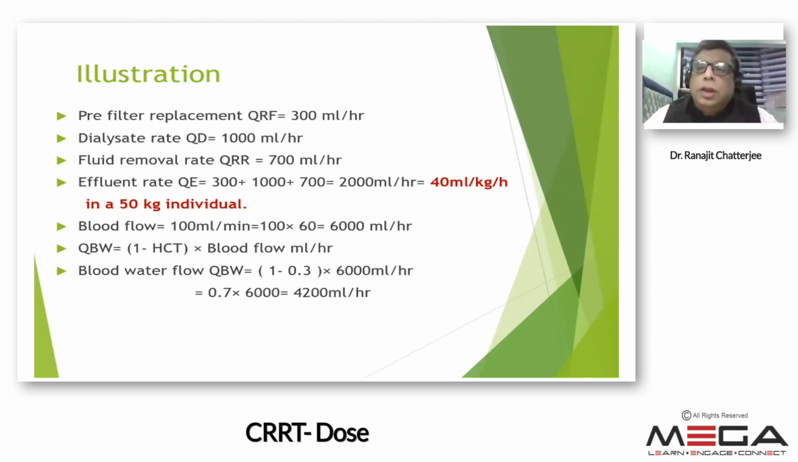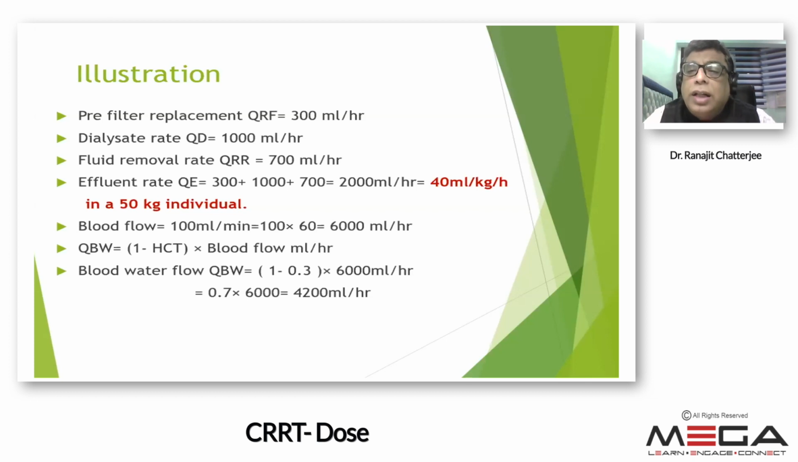Suppose you are replacing 300 ml pre-filter, before the blood comes inside the filter, and your dialysate rate is 1000 ml per hour. And you are removing an extra fluid of around 700 ml from the patient. That is the patient fluid removal. So what is your effluent rate? 300 ml that you have given, plus 1000 ml of dialysate, plus 700 ml that you are removing. So total 2000 ml per hour.